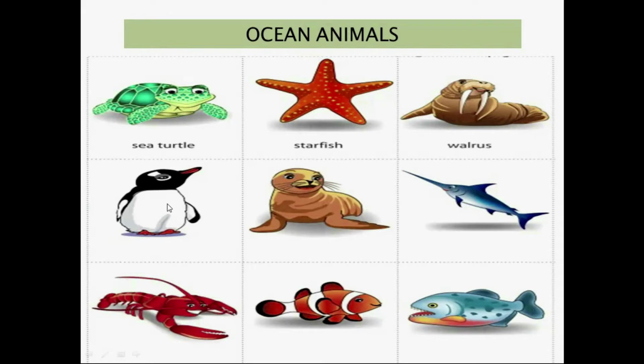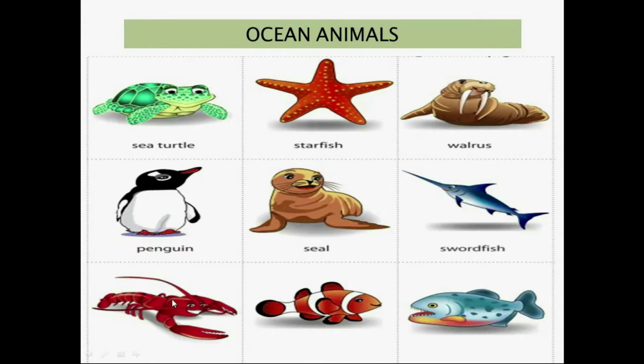Then we have a very cute animal over here. What's the name of this animal? Penguin. Yes, right. It's a penguin. Then we have this very smiley animal. What's the name of this smiley animal? Try to guess it. Yes, it's a seal. And then, have you noticed that this fish has a nose which looks like a sword? So we call this fish a swordfish.